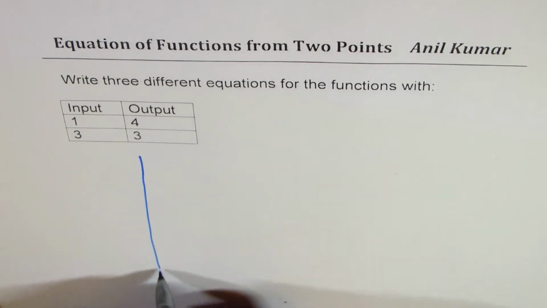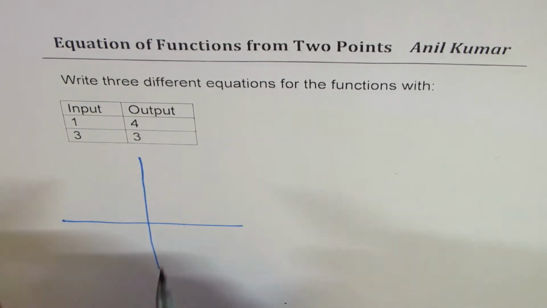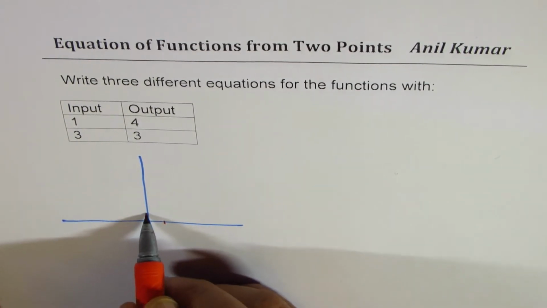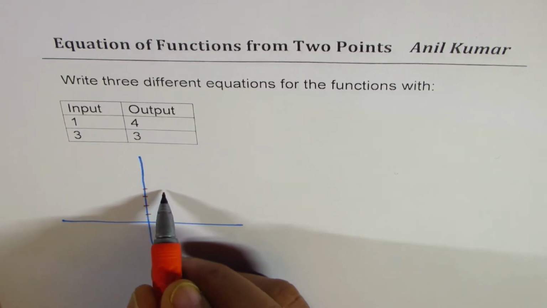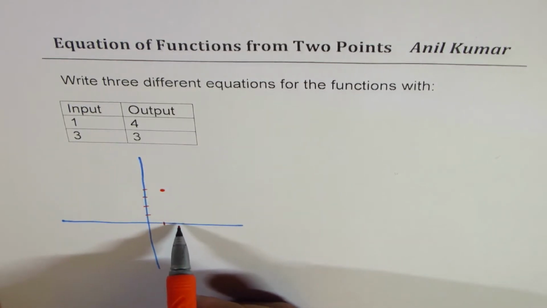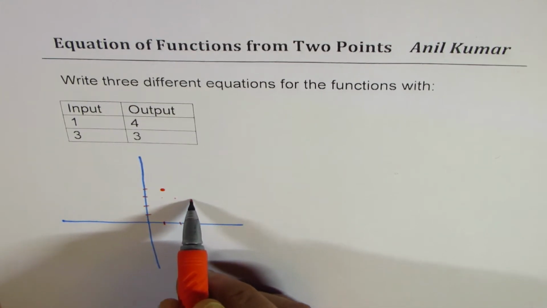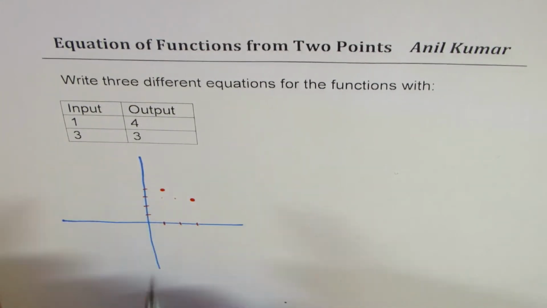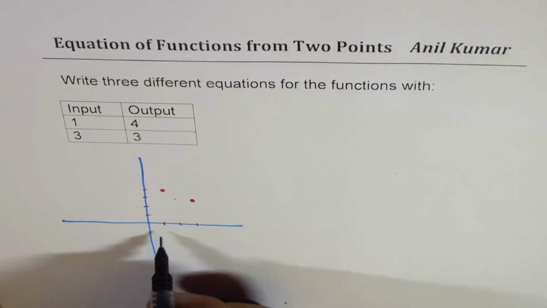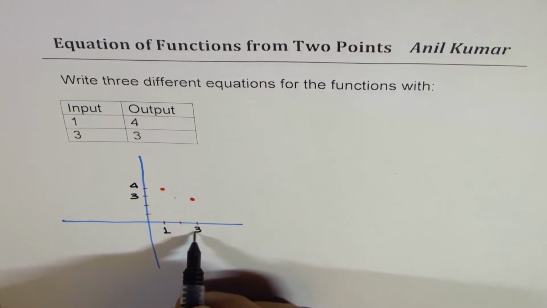So let me make a coordinate plane here. And let us say that these points are 1 and 4. So this is 1 for us, let us say. 1, 2, 3, 4. Then that is the first point. The second point is 3 and 3. So we go 1, 2, and 3. So that is the second point. So these are the 2 points given. One is 1, 4. The other one is 3, 3.